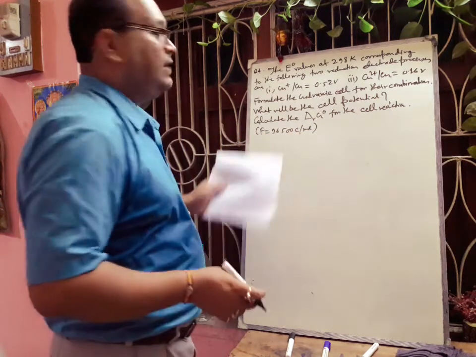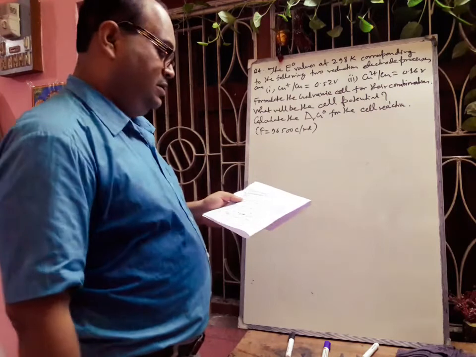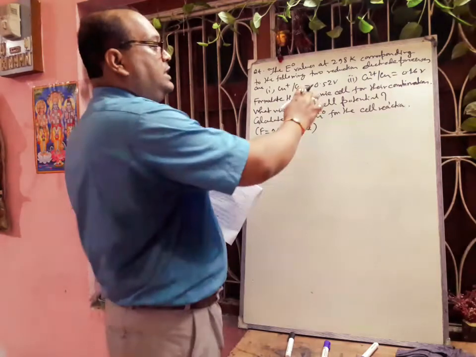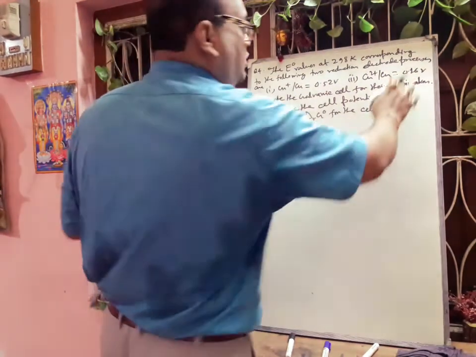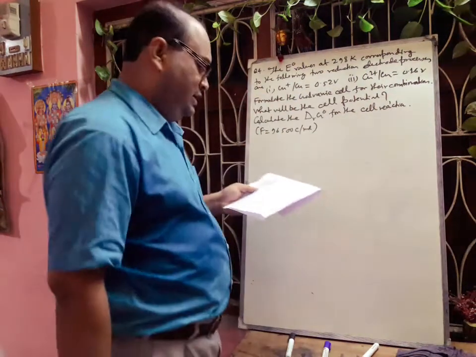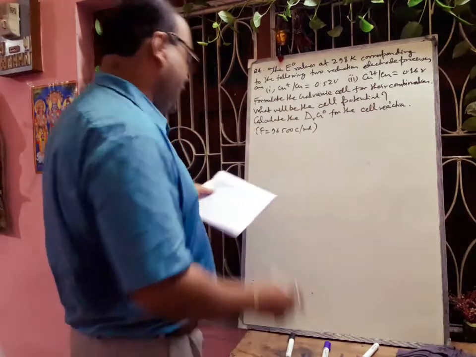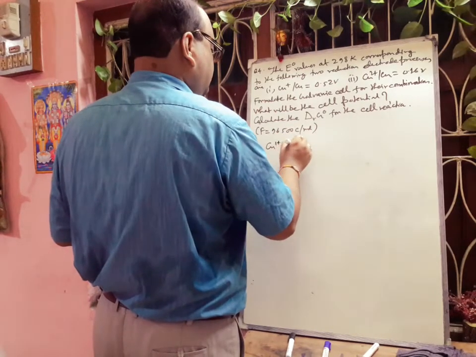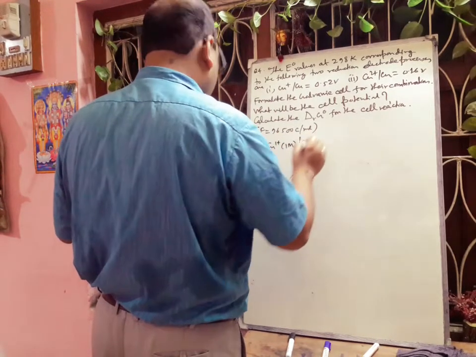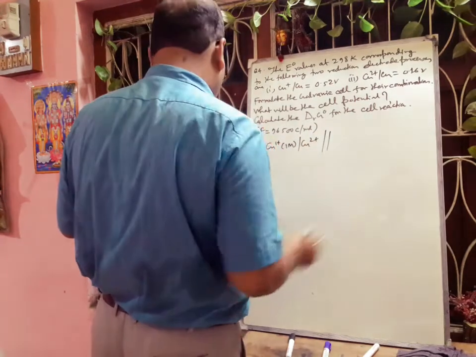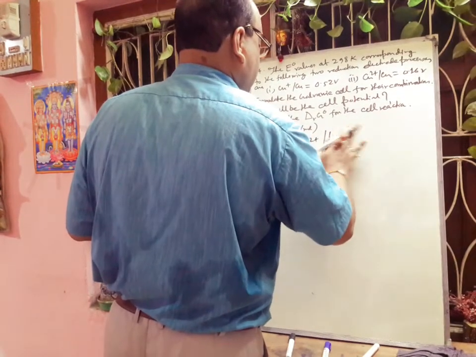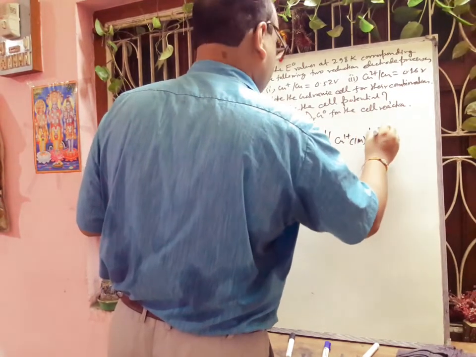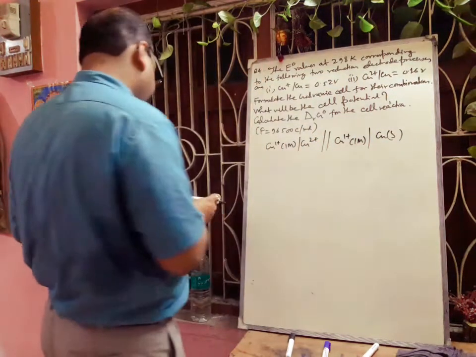Now first we have to write the galvanic cell obtained by combining the two electrodes. Here the reduction value is 0.52 and here 0.16. So here the reduction value is higher, so this will go to the right side. If we write the cell, it will be Pt | Cu+, Cu2+ (1 molar) || Cu+ (1 molar) | Cu solid. That will be the cell.